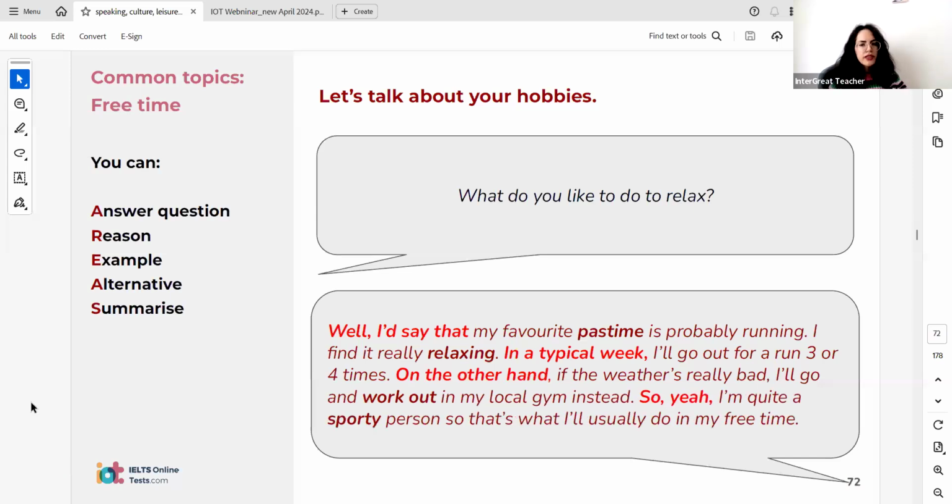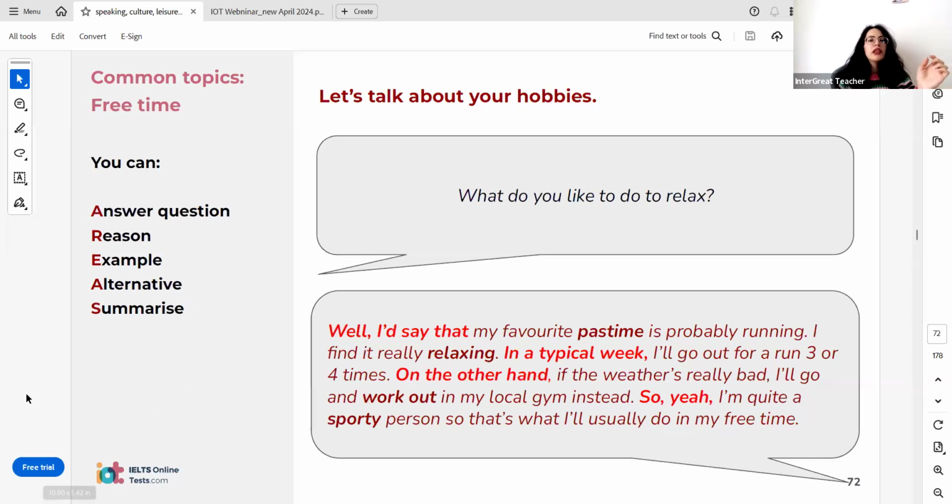And then I can summarize my answers. So yeah, I'm quite a sporty person, so that's what I usually do in my free time. So to wrap up, the strategy for Part 1, of course, you can also use this strategy to expand your answers in Part 3. How does it work? You learn the word AREAS. A, answer. R, reason. E, example. A, alternative. S, summarize. Okay? So, AREAS. Then you do it one by one.